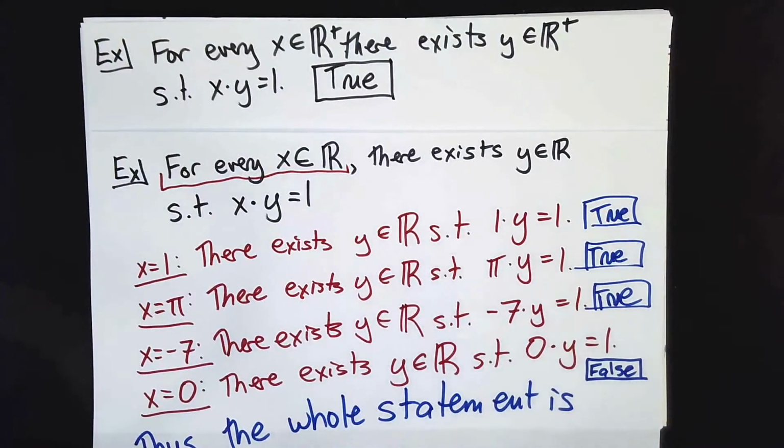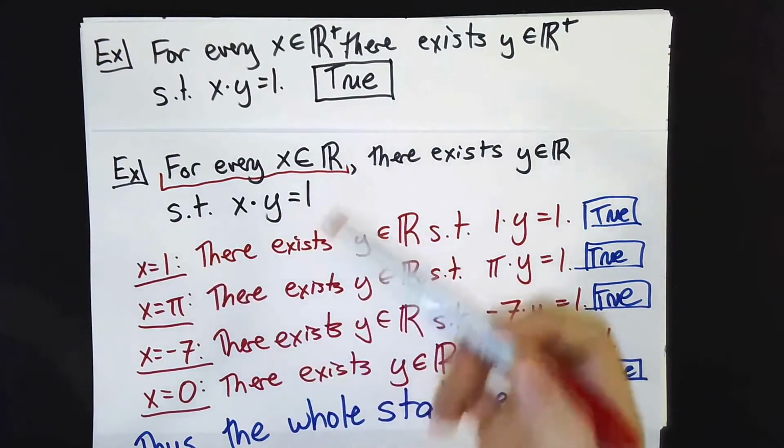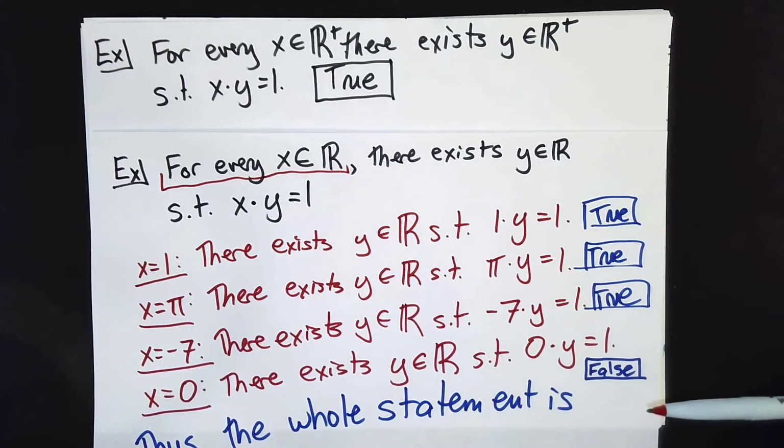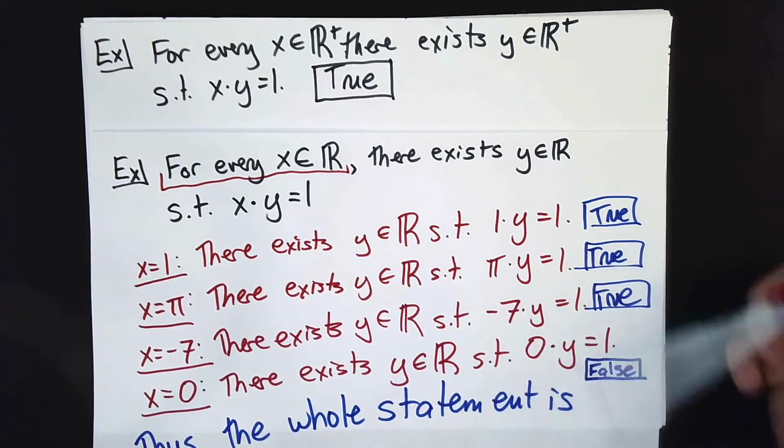You're going to see a lot of these for every there exists kind of statements. That's the most common way that these two things get stacked together. And what it always really ends up meaning is that you're getting a whole bunch of there exist statements, and you have to decide if you believe all of those there exist statements are true, or if you believe somewhere in there there's a false one.